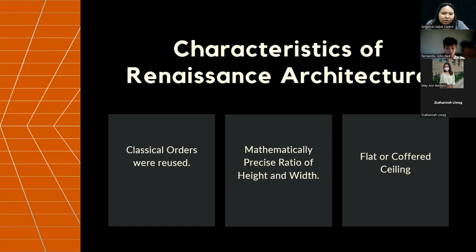So classical orders were reused. We know that already. The 5 orders were reused. Your Doric, Ionic, Corinthian, Tuscan, and your composite columns. Mathematically precise ratio of width and height, or height and width. This has something to do with the character of Renaissance, which is the horizontality that we're talking about.